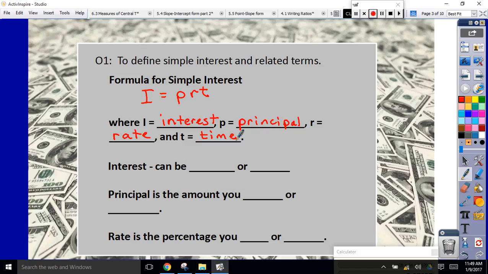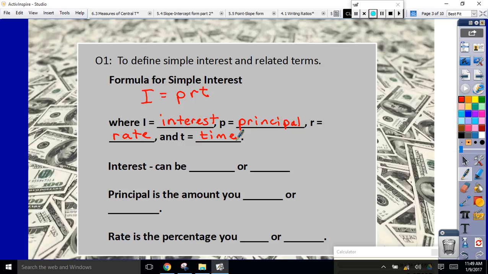Now, when you take the PSSAs, this is a formula that they're going to give you. So you'll have this. You don't have to memorize the formula, but I don't believe they tell you what the letters stand for. You do have to know what they stand for. So when you look at the formula, you have to know what to do with the numbers.